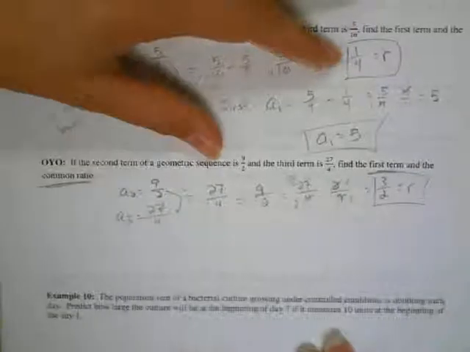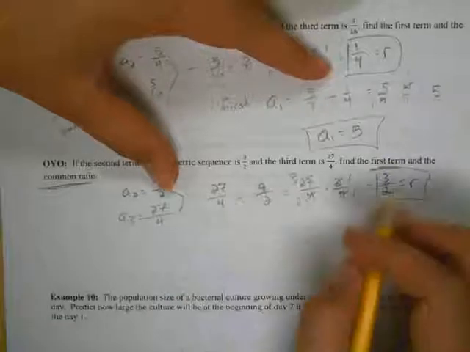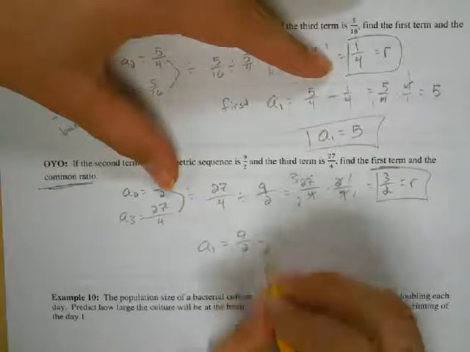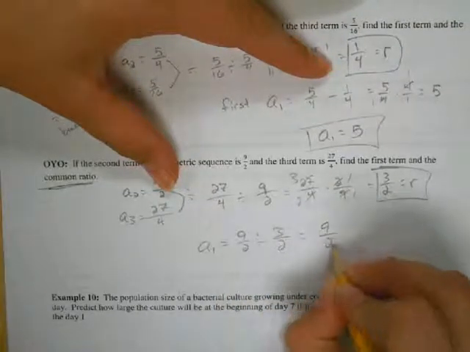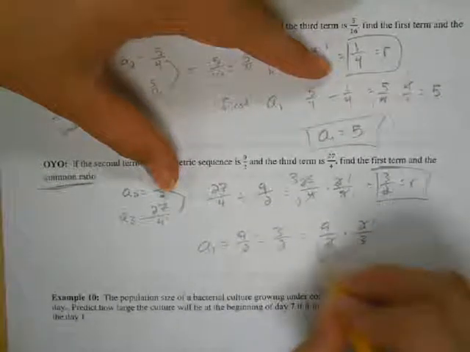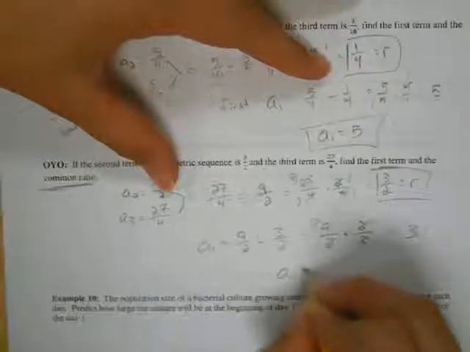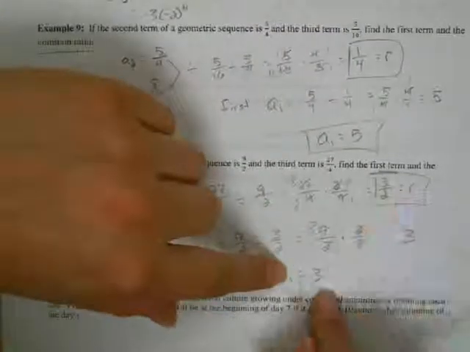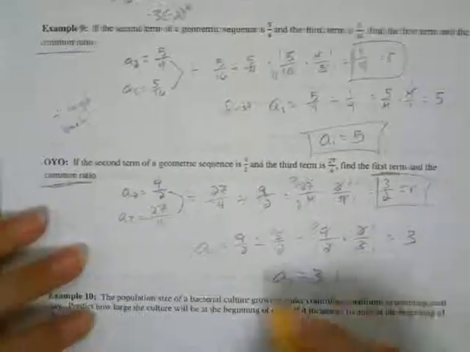And then find the first term. To go from the second term to the first term, we divide. So A1 is going to be the second term divided by the common ratio. Again, we keep it, flip it, change it. So 9/2 times 2/3, you get 1 and 1, 1 and 3, so 3. So A sub 1 is 3. Check it. If I multiply this A1 by 3/2, I would get 9/2. That's my second term, so that's what I'm supposed to get. So there's A1 and R.